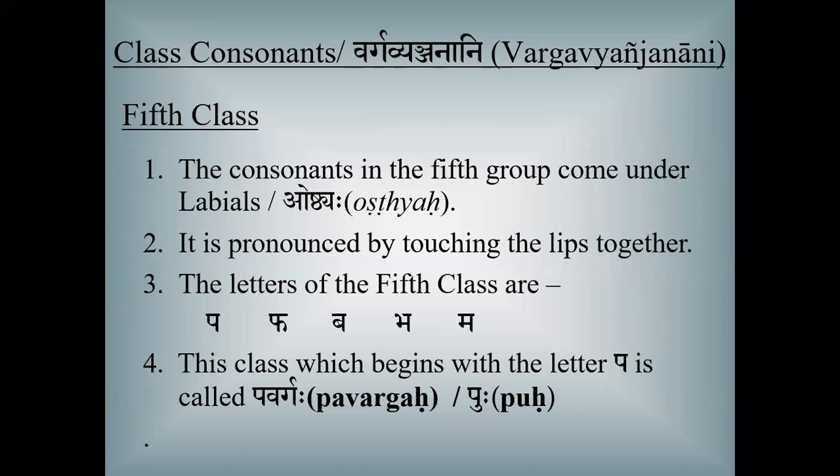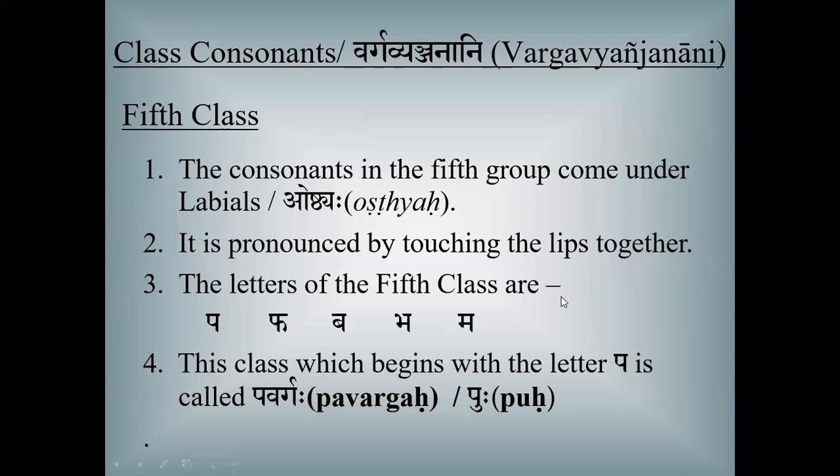Aspirate. The first letter of all the classes will be non-aspirate. The second letter of all the classes will be aspirate. The third letter will be non-aspirate. The fourth letter will be aspirate. And the fifth letter will be non-aspirate. That is how it is. Okay. So the first letter is pa, the second letter pha, third letter ba, fourth letter bha, fifth letter ma. So pa, pha, ba, bha, ma. These are the letters of this class, and now you know the pronunciation.